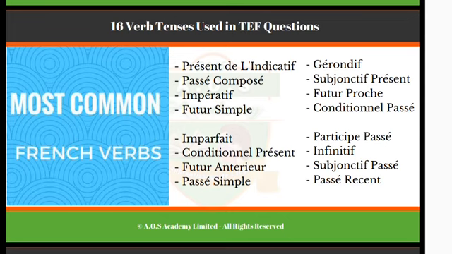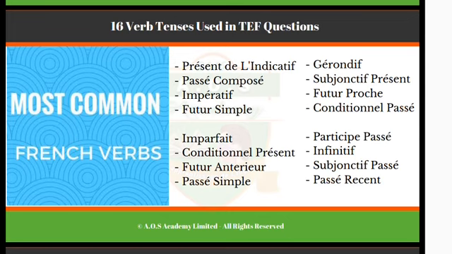For the first ones, we have présent de l'indicatif, which means the present indicative tense. We have passé composé, which is the past perfect tense. We have the impératif, which is the imperative tense or the command tense. We have futur simple, which is the simple future tense. We have gérondif, which is the gerundive. We have subjonctif présent, the present subjunctive tense. We have the futur proche, which is the near future. We have conditionnel passé, which is the past conditional tense. We have imparfait, which is the past imperfect tense.